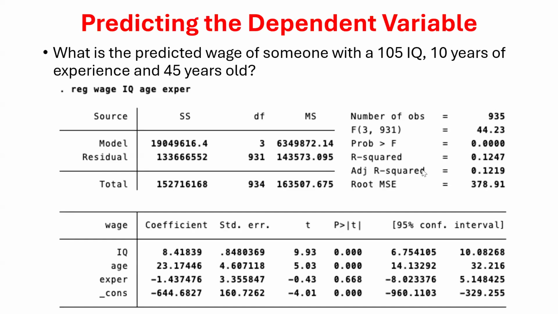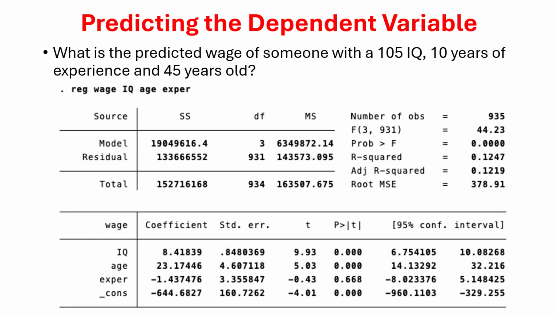It's basically just a linear equation. I take the constant, I add in the coefficient on experience of negative 1.43 times 10 years of experience. Add in the coefficient on age, 23.17 times their age. Coefficient on IQ times their IQ. So that's how we're making these predictions. We'll see in Stata what's maybe an easier way of doing this than simply doing it by hand, right?